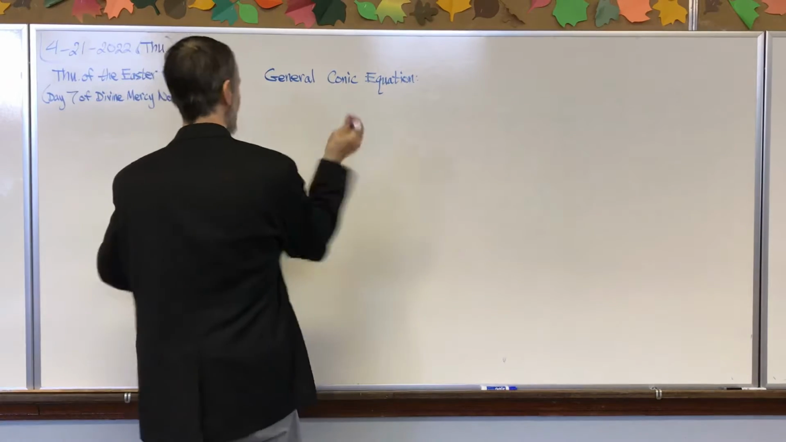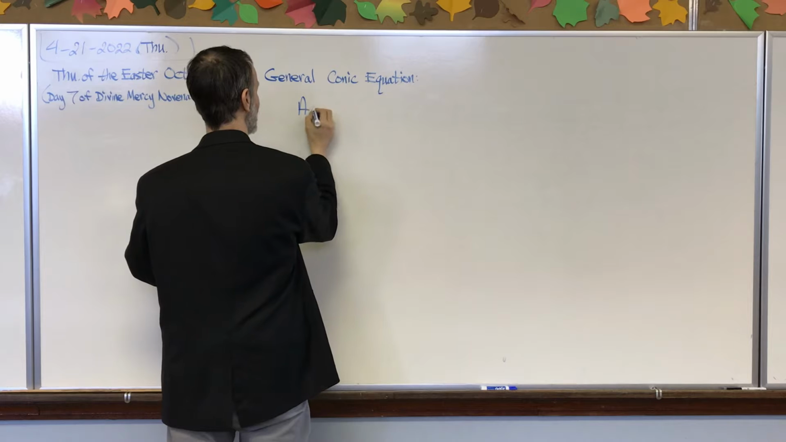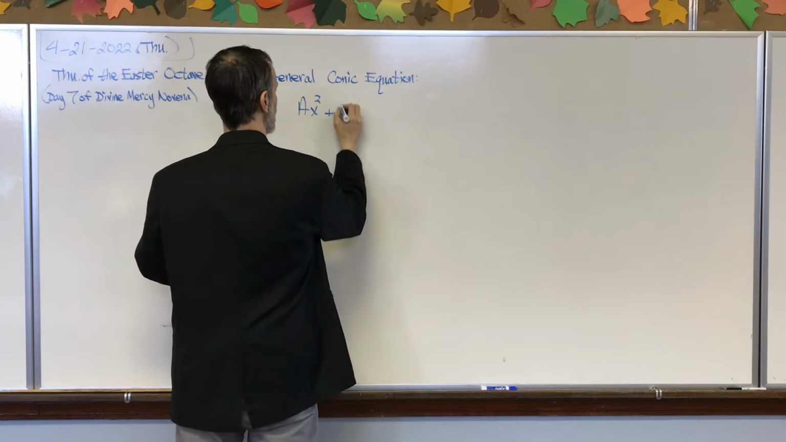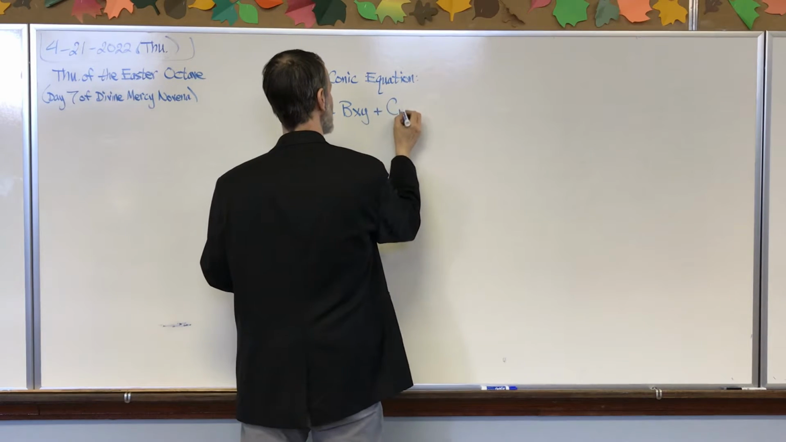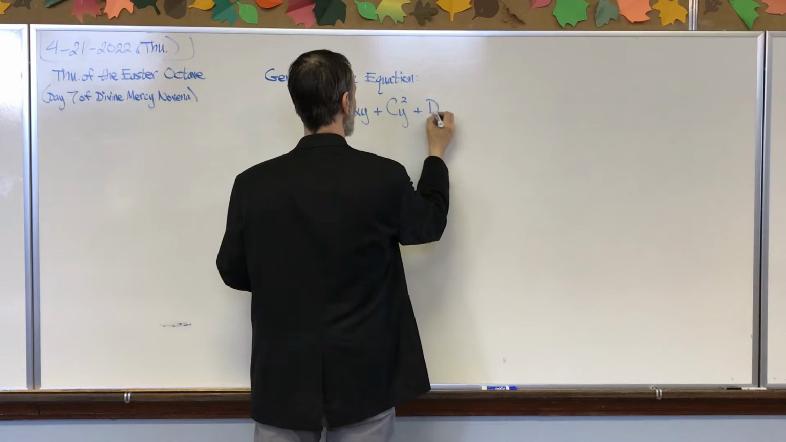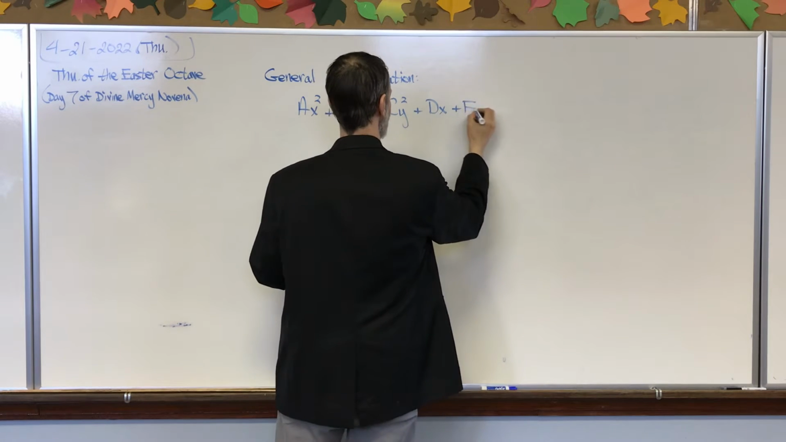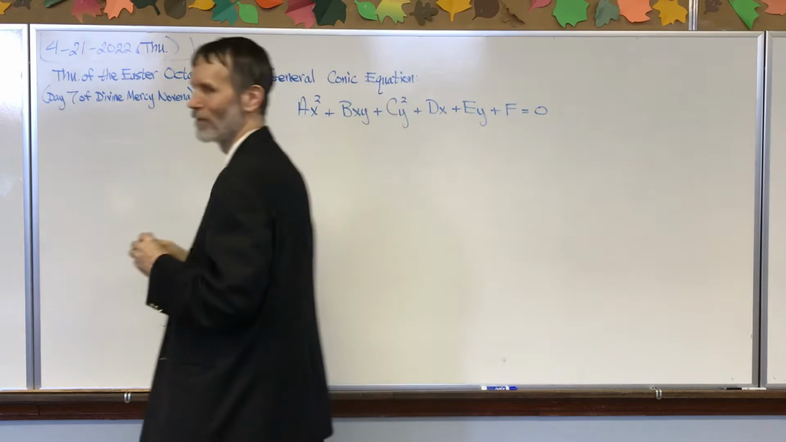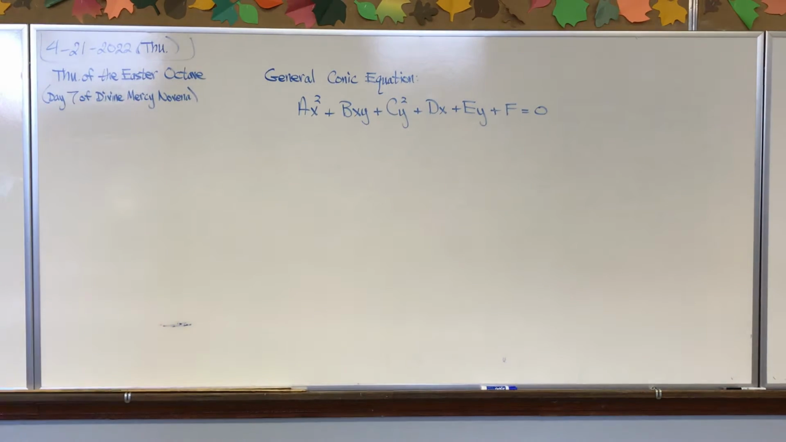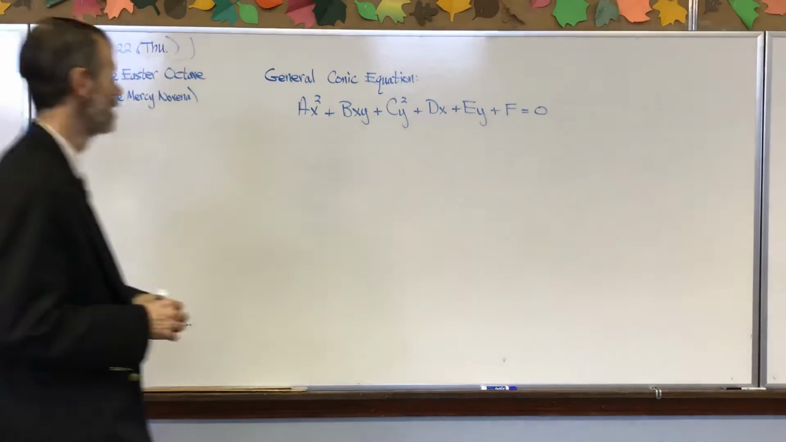The general form for any conic looks like this: capital A x squared, plus capital B xy, plus capital C y squared, plus capital D times x, plus capital E times y, plus F equals 0. Every single conic can be written in this form if you expand it out. Some of them you have to expand out the square of the first, double bracket, square of the last, and such. But every single conic can be written in this form.